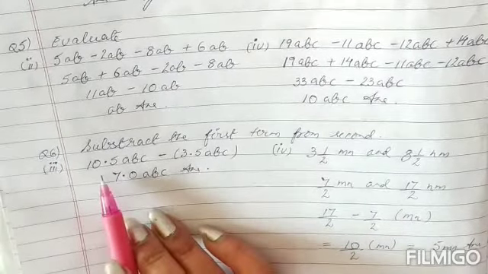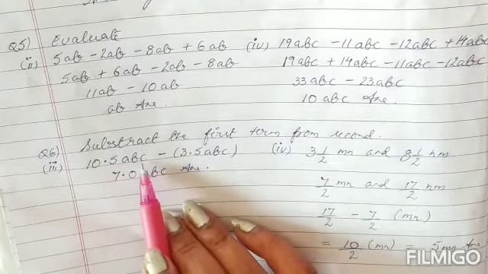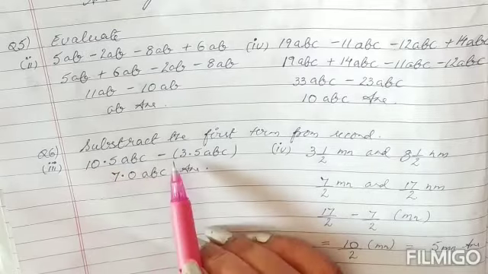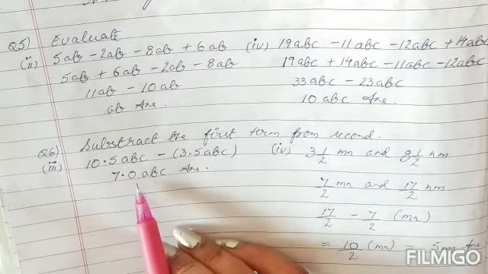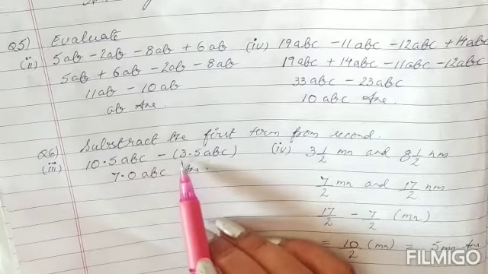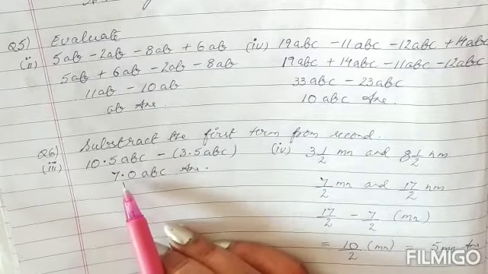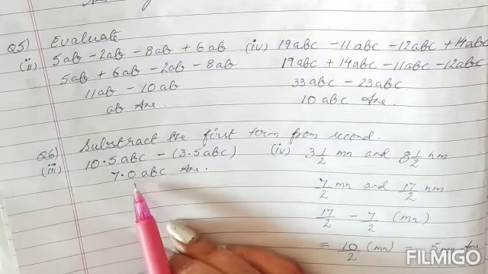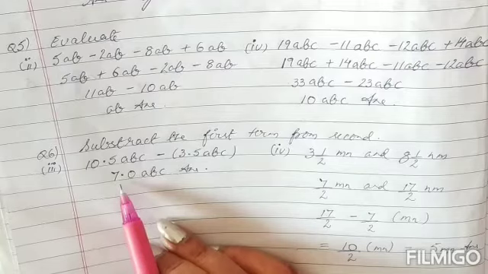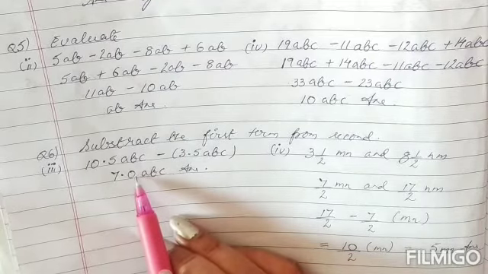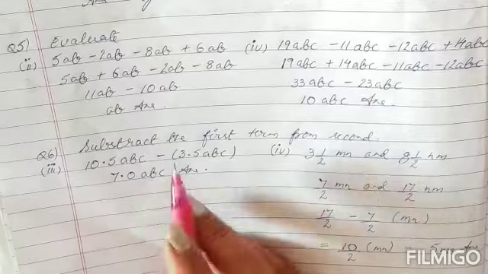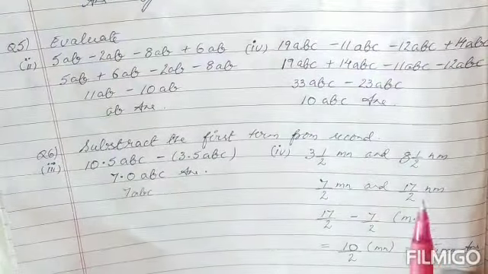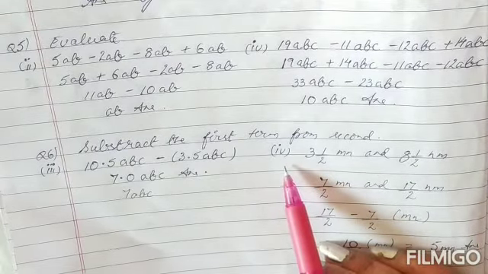I have taken the third one. 10.5 ABC minus 3.5 ABC. Now one is positive and one is negative. You need to subtract. So subtract it. From 10.5 if you subtract 3.5, children, you get the answer as 7.0. You can write 7.0 because I wanted to show you, so I have written 7.0. Otherwise you can write it just like 7. Because after the point, if it is 0, we don't need to mention it. So you can also give this answer as 7ABC. That is understood.